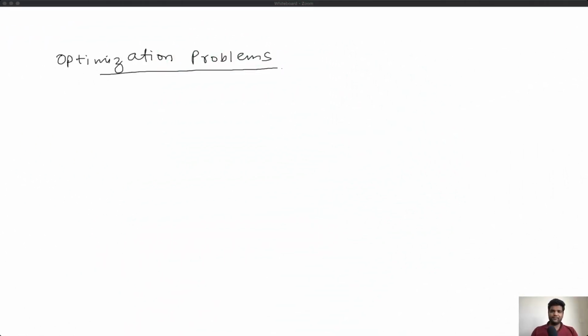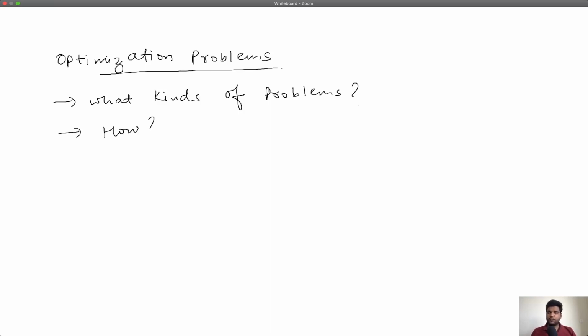Hey guys, so we can start with optimization problems now, and we can see what kinds of optimization problems can be solved using binary search and how do we solve these. So today we will look at the types of optimization problems that can be solved using binary search and how can you go about solving these problems.